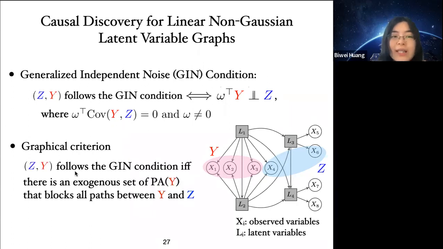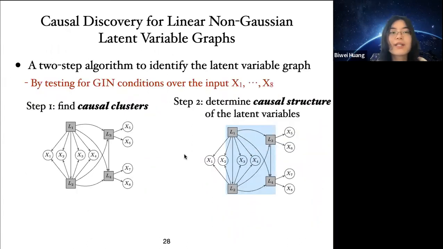This is mainly because we can draw a connection between the GIN condition and the graphical properties of the variables. Roughly speaking, Z and Y follow the GIN condition if and only if there is an exogenous set of the parents of Y that blocks all paths between Y and Z. For example, here, L1 and L2 block all paths between Y and Z, and they are also the parents of Y. So in this case, Z and Y satisfy the GIN condition. So with the connection between the GIN condition and the graphical structure, we can now identify the latent variable graph by testing for the GIN condition over the measured variables X without using any other information in a two-step search procedure.